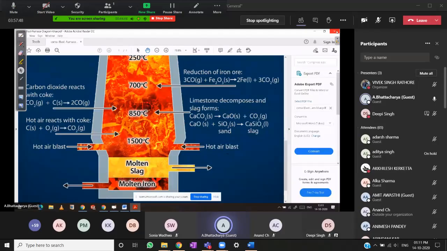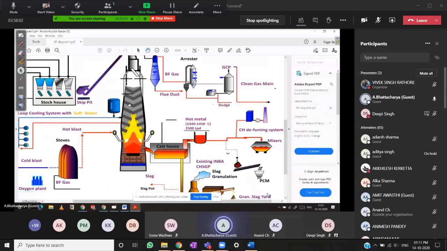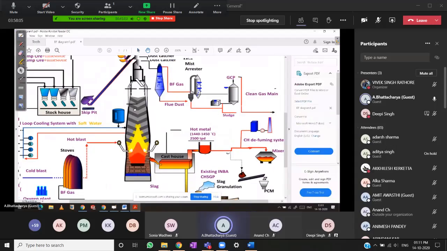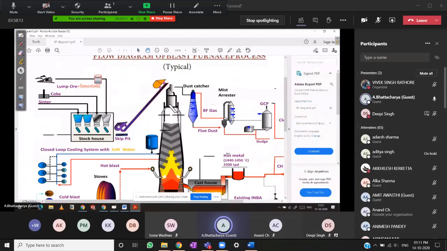Then I'll show you the material logistics. You can see it here. This is the blast furnace, the main furnace which I explained earlier. Then these are the logistics: coke, lump ore, and limestone are carried by means of a skip, a small wheeled vehicle, a car-like thing, which takes the iron ore and other charges into the belly of the furnace.